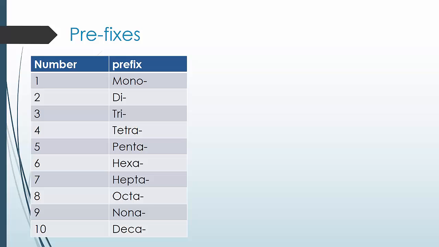For 1, it is mono. 2, it is di. 3, it is tri. 4, it is tetra. 5, penta. 6, hexa. 7, hepta. 8, octa. 9, nona. And for 10, it is deca.